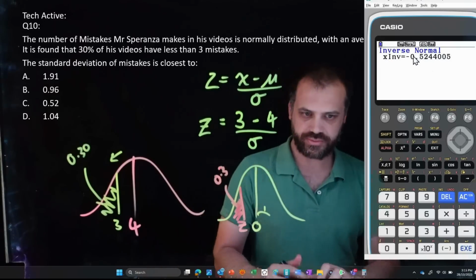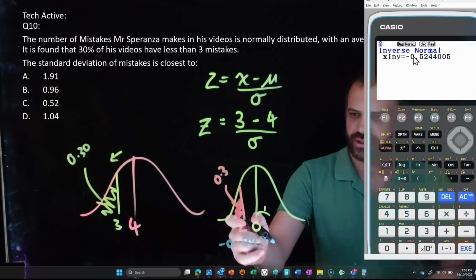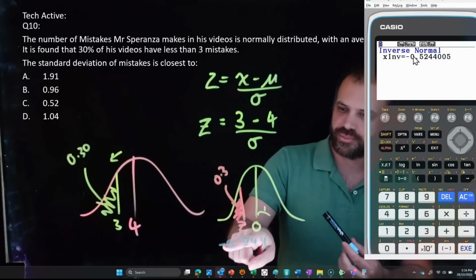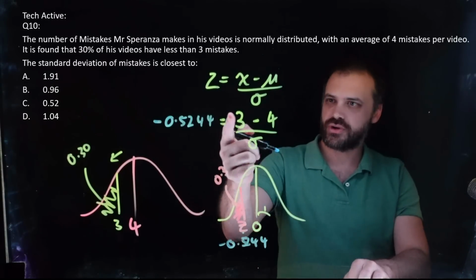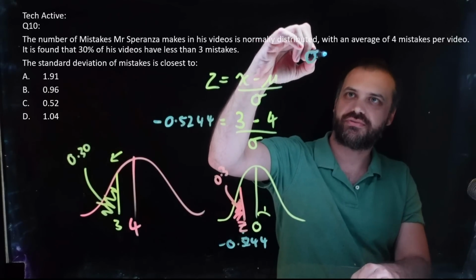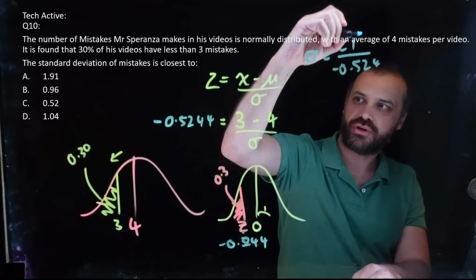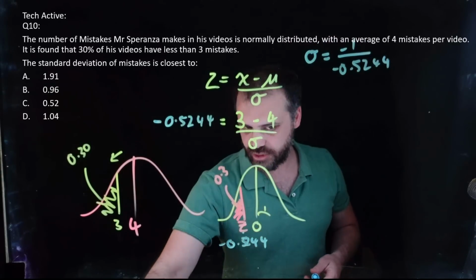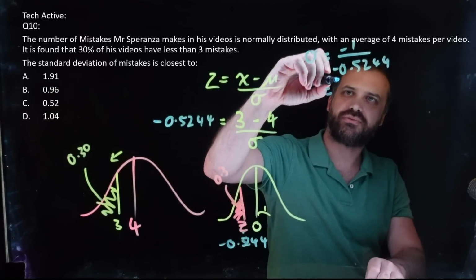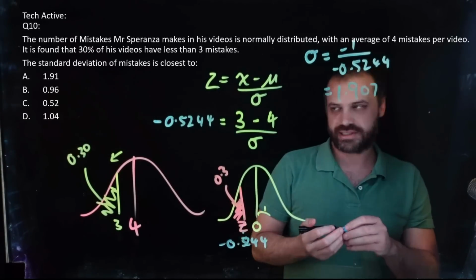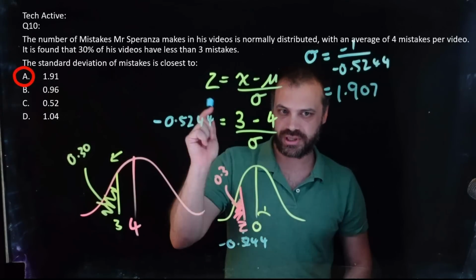All right, so a z-score of negative 0.5244. That's the z-score there on a standard normal. So I can put that negative 0.5244 in there. So there it is, negative 0.5244. I can rearrange this for the standard deviation. So standard deviation equals 3 minus 4, which is negative 1, over negative 0.5244. And then I'll just get out my super dodgy calculator here, and my answer is positive 1.907. So which of these answers is closest to 1.907? That would be A.